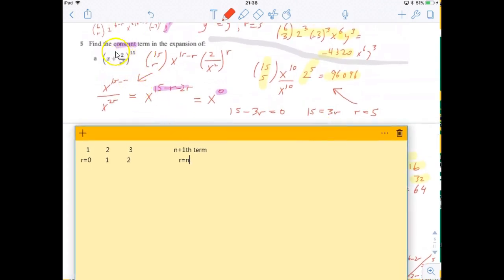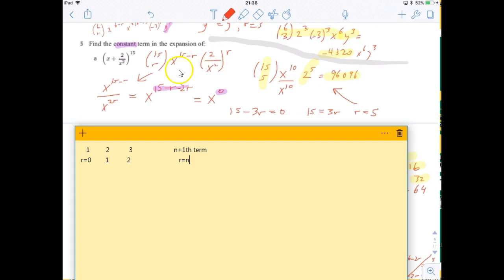Okay, so first we're going to write the general term for this. So it's going to be n choose r, 15 choose r. x is the a term, right? The exponent of the a is going to be n minus r, which is 15 minus r. The b term is 2 over x squared. We're going to put it in parentheses and take it to the r power.